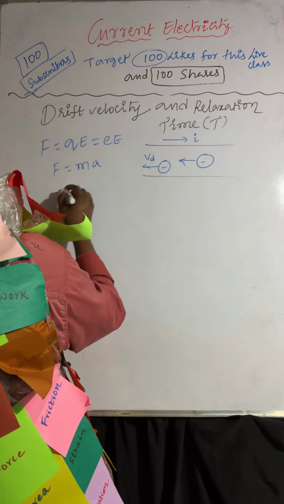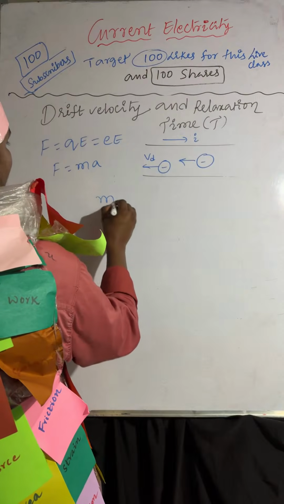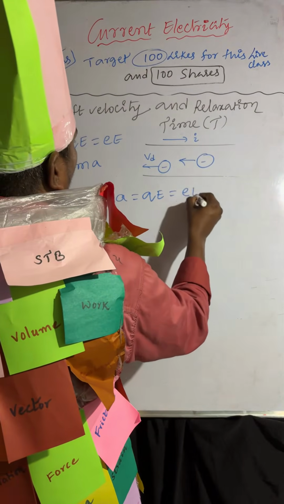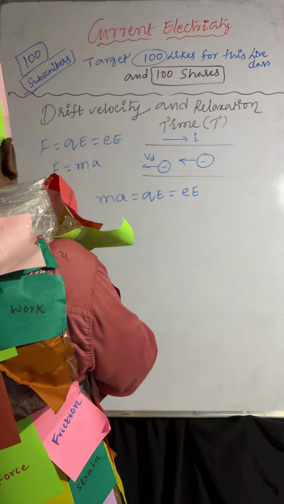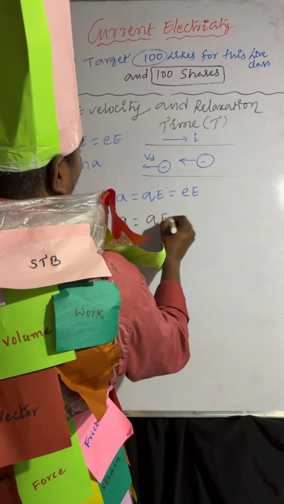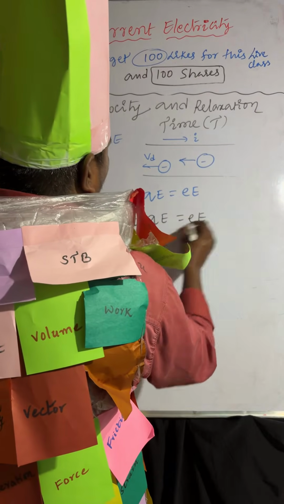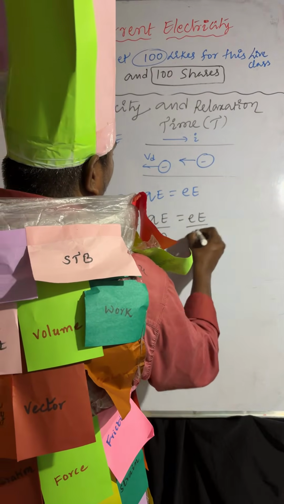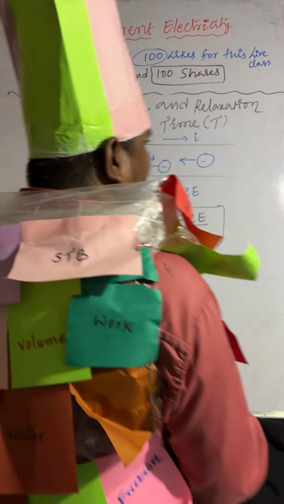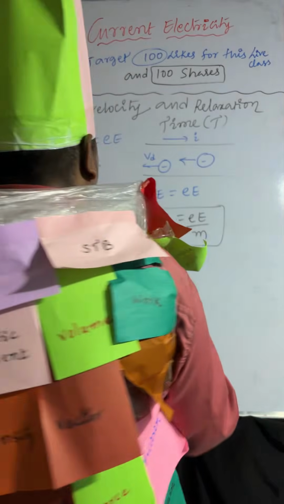So that is F equal to ma. So ma equals qE equals eE. So a equals qE by m, or eE by m. Yes or no? m here also. Any formula, sometimes I will give this one, right? And coming to drift velocity.